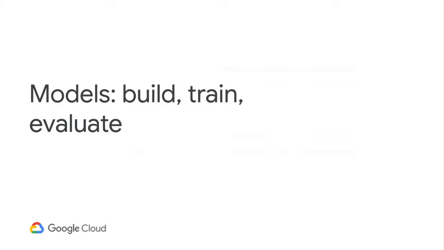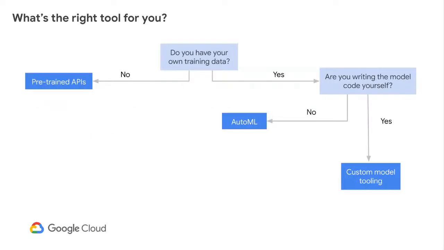Okay, so for the models, obviously we build, we train, we evaluate. Again, going back to what is the right tool for us, is going to all depend on data. If we don't have our data, if we are happy with the pre-trained API, that's one way to get us started very easily. And then if we are more specific, we said AutoML, and then we have custom.